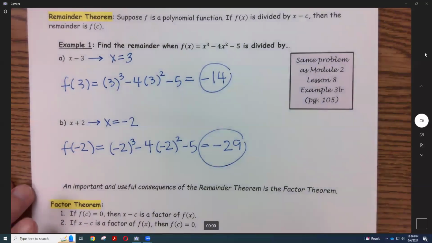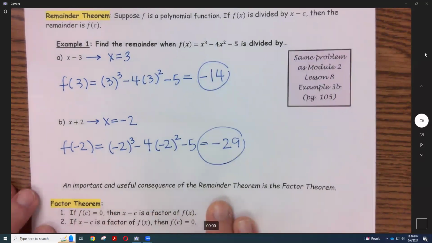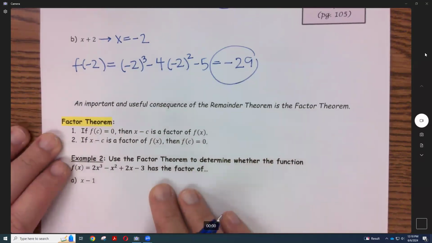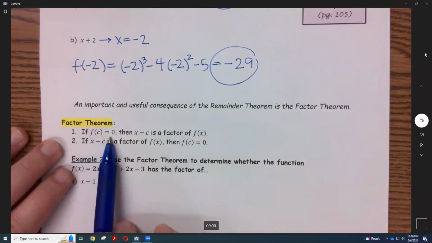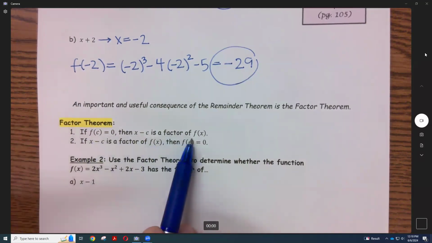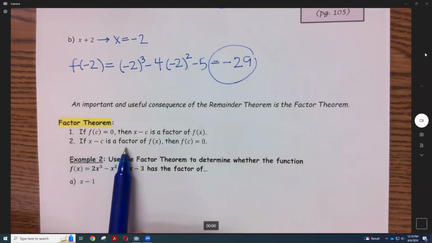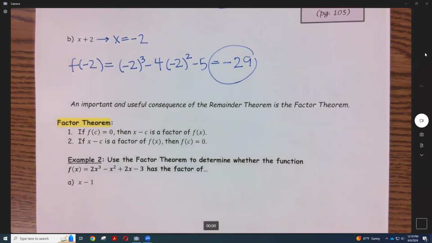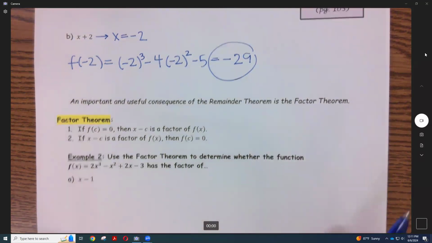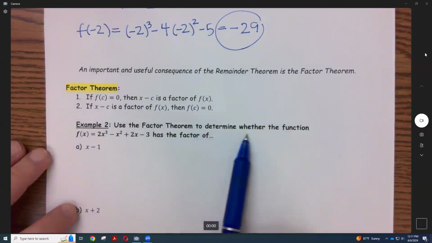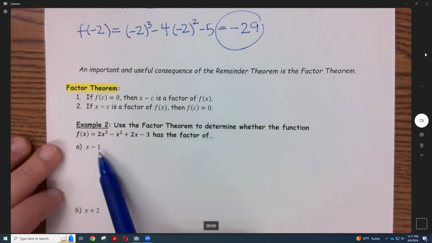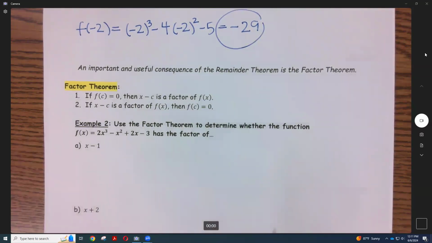Now, to piggyback off of that, we have an important and useful consequence of the remainder theorem, and that is the factor theorem. So the factor theorem states that if f of c equals 0, then x minus c is a factor, or vice versa. If x minus c is a factor, then when you do f of c, it should equal 0. We kind of dealt with this a little bit in lesson 7 when we were finding factors and x-intercepts of polynomials. So use the factor theorem to determine whether the function f of x has a factor of x minus 1 and x plus 2.